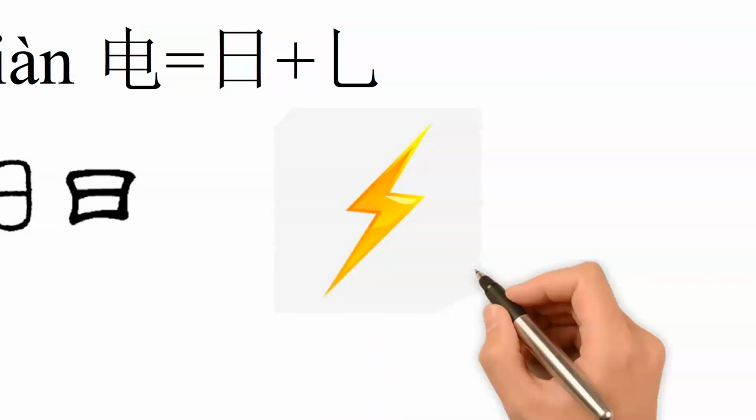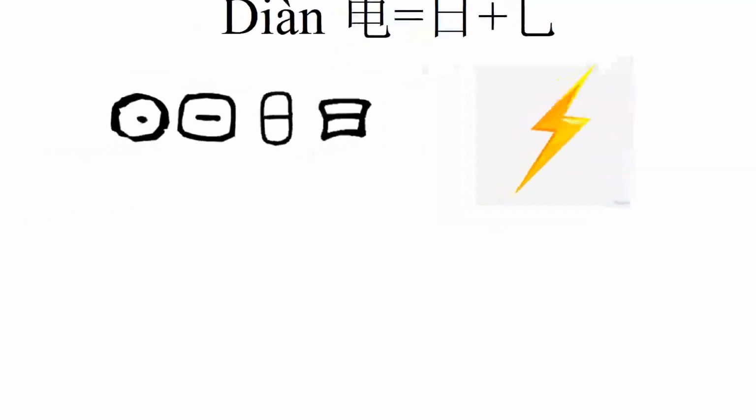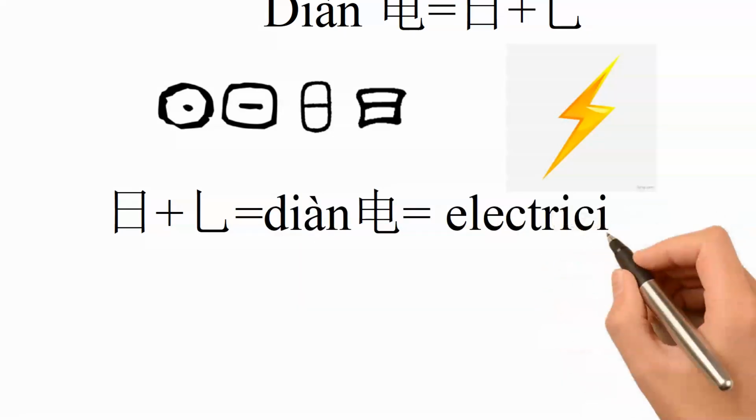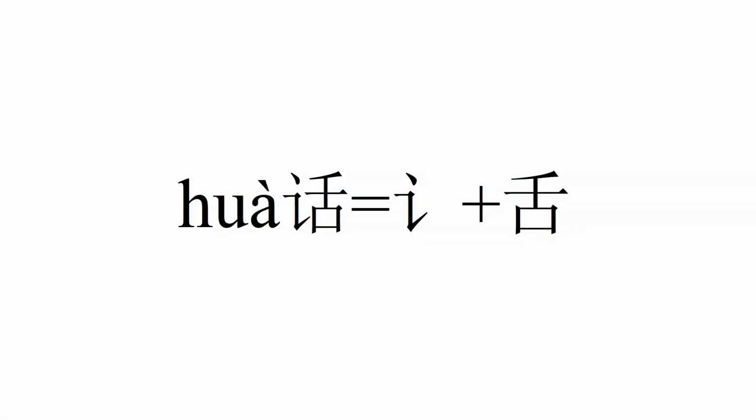Now let's take a look at the right part, the stroke. This stroke looks like a thunder, but a bit shape changing. As we all know that when a thunder crosses the sky, it generates strong electricity. So 电 means electricity. The last word, 话.